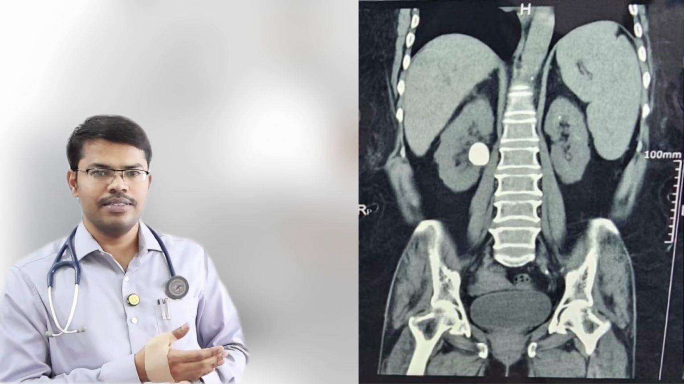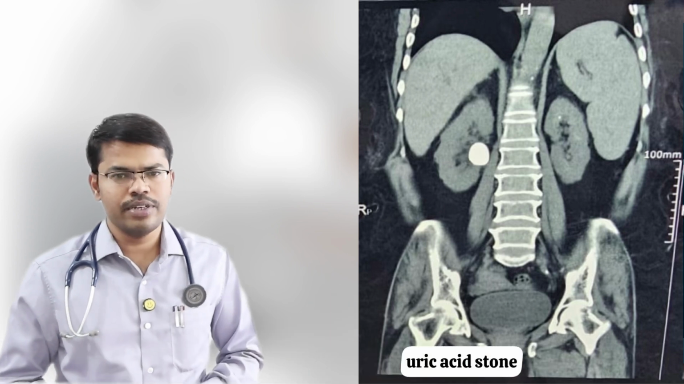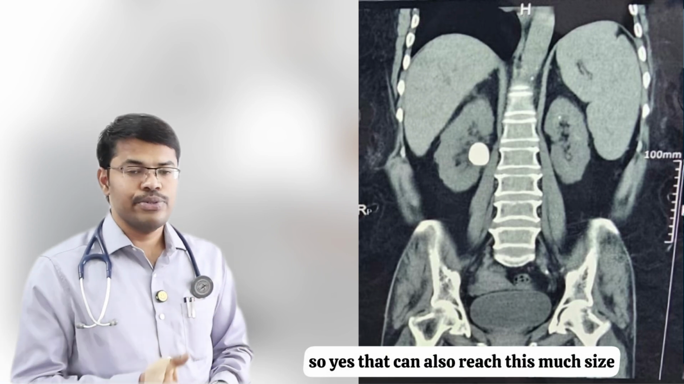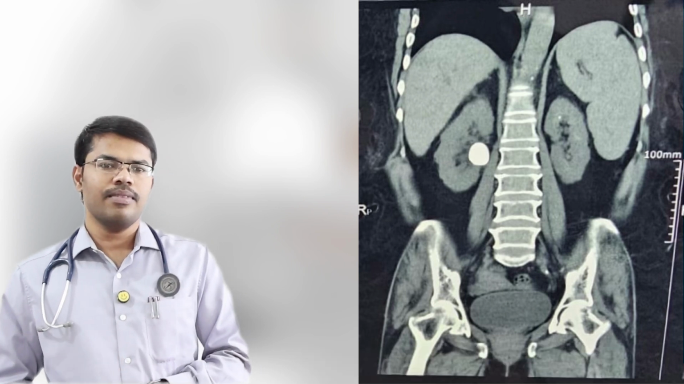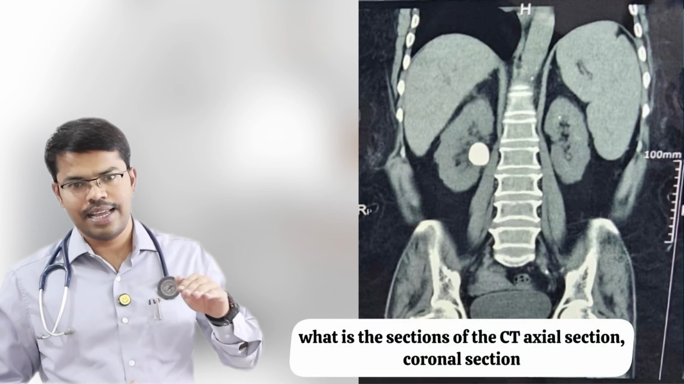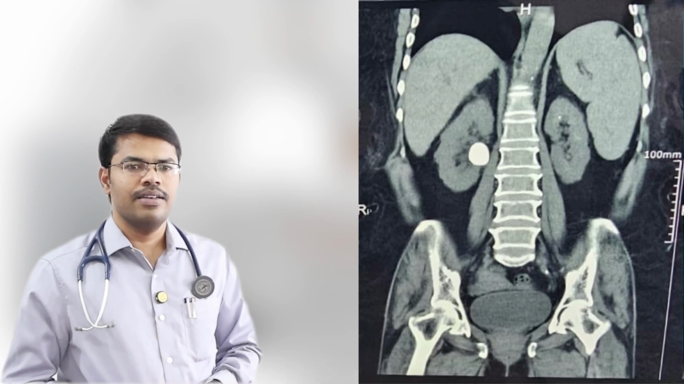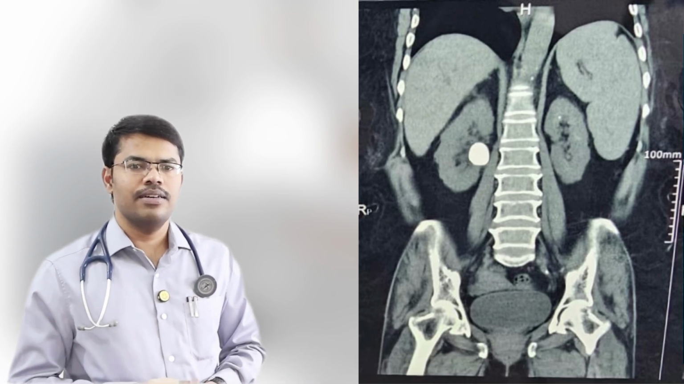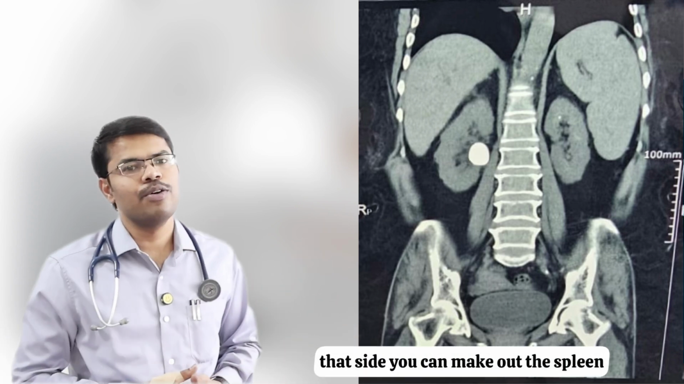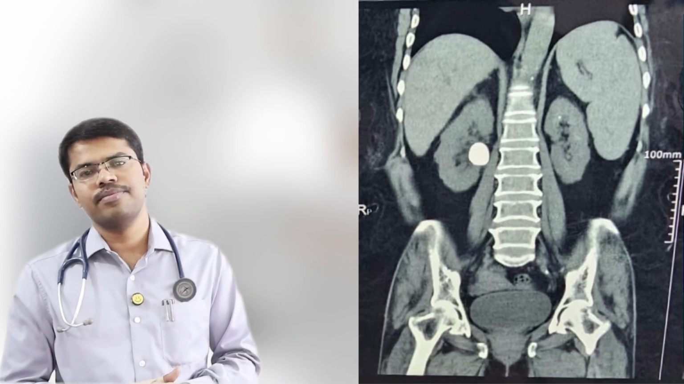And in this patient, unfortunately his uric acid was so high, most likely a uric acid stone, at least pertaining to this case. So yes, that can also reach this much size. They might ask what the sections of the CT are: axial section, coronal section, sagittal section, which section it is. Another point is how you locate the right kidney, because it is exactly below the liver. On that side you can make out the spleen. Ureter stones are also better visible in the CT.